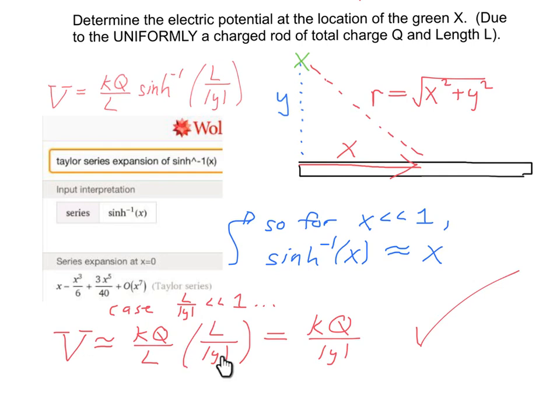We plug that in here, and the L's cancel, and we get that the electric potential is approximately equal to the electric constant k times the total charge Q divided by y, the distance of the point that we're interested in knowing the electric potential at from this line of charge. This is indeed the formula for the electric potential due to a point charge, so our limiting case checks out.